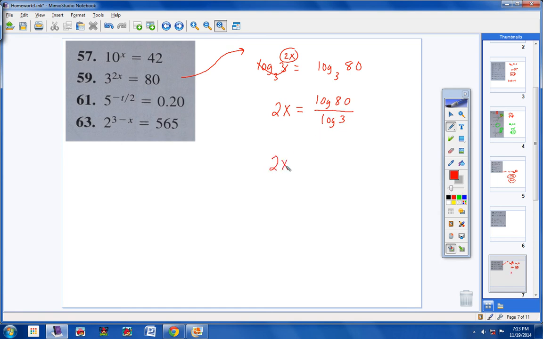So 2x equals, let's see, log of 80. Enter, divided by log of 3. Enter. I'm going to put about 6 decimal places. 3.988629692, sorry. Divide both sides by 2, and you will get 1.994. Okay? And let me check the answer in the back of the book. That is correct. Moving on to number 61.